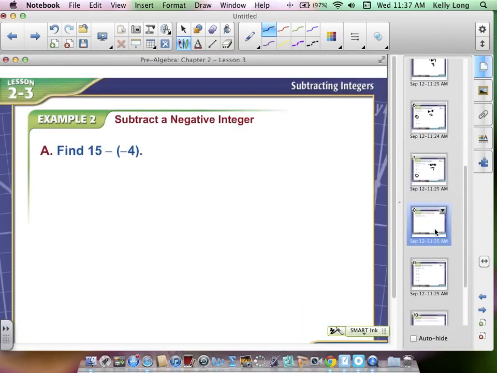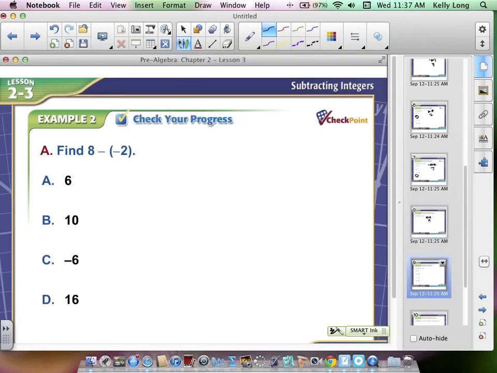There we go. Alright, 15 minus negative 4 becomes what? 15 plus a positive 4. And then this is like we've always done. 15 plus 4 is 19. Okay, again, just keep on practicing.